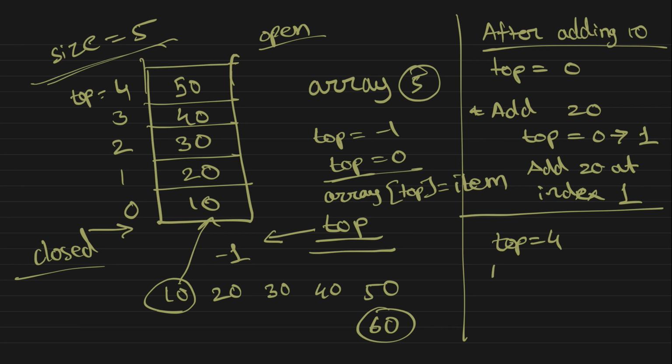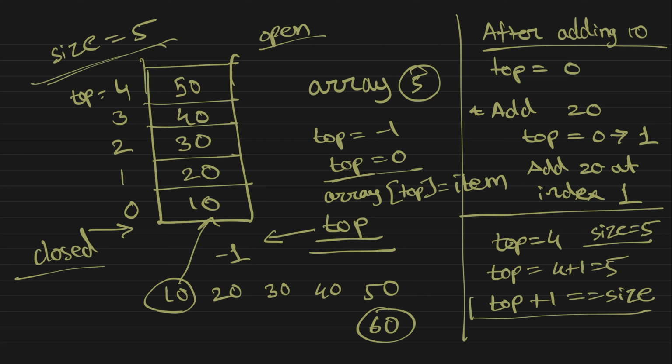So what I'll do, my top would become what? 4 plus 1, which is 5. But my size is also equal to 5, right? So my top plus 1, if it's equal to size, then I can say that my stack is actually full. Whenever my top becomes equal to size minus 1, or my top plus 1 is equal to size, that means my stack is full and I can no longer add elements to the stack. So that is what we mean by the stack being full.